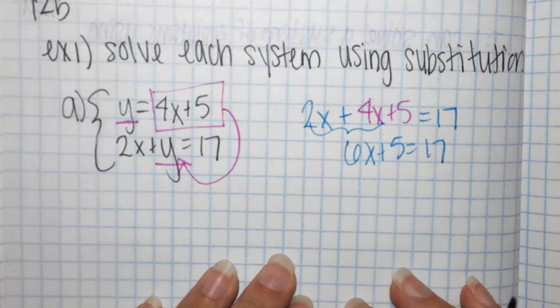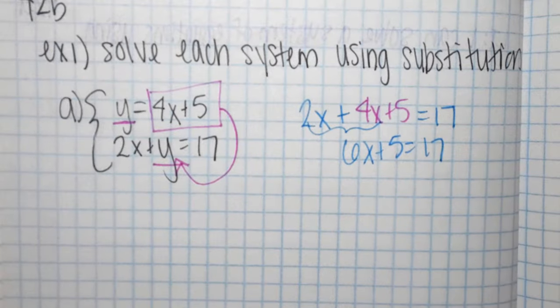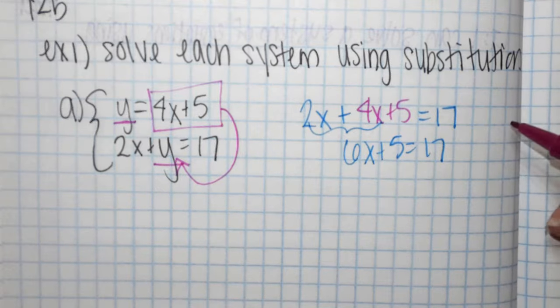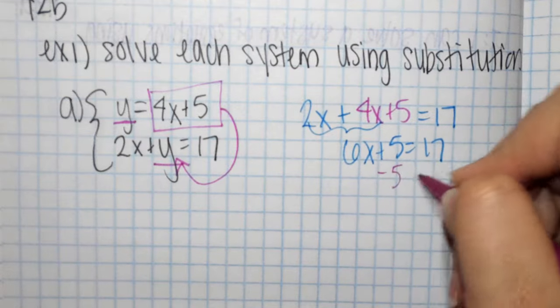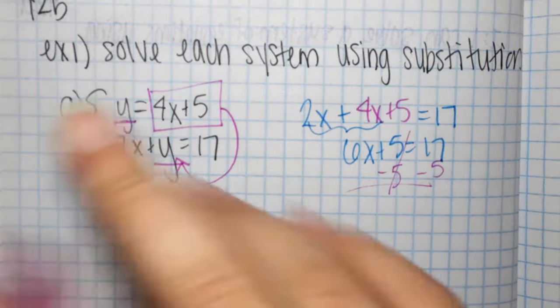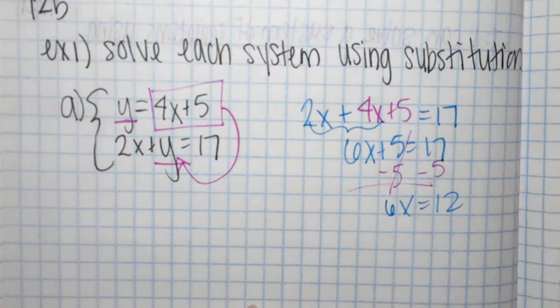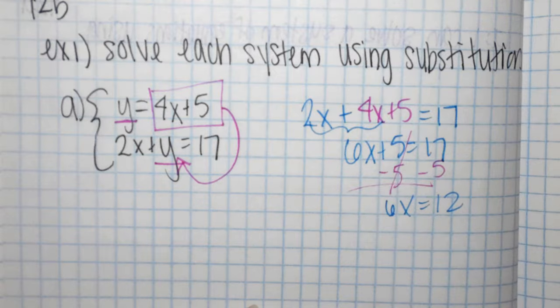All right, Troy, because you are dying to earn a point over there, can you tell me what to do next? Subtract 5 on both sides. Take a point. And you get 6x equals 12. Now, why did we subtract that 5 and not add it?